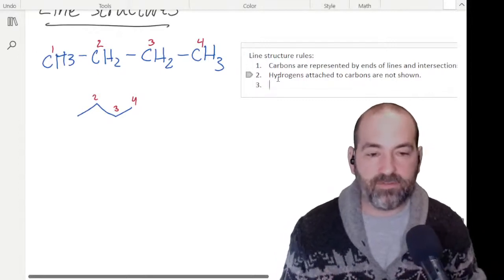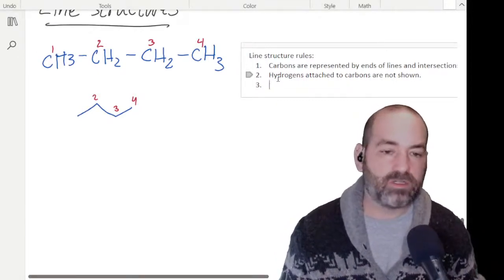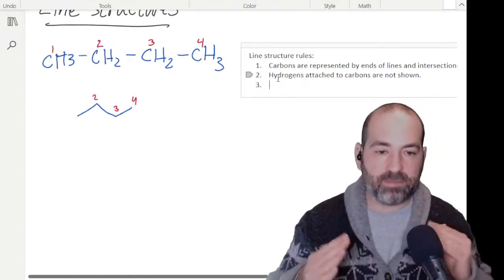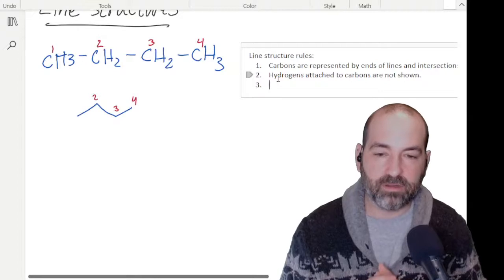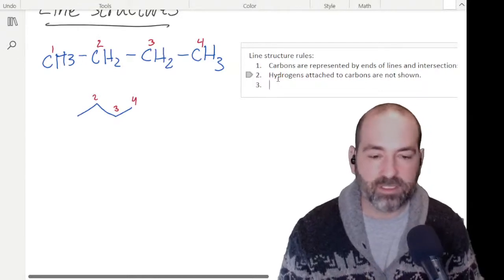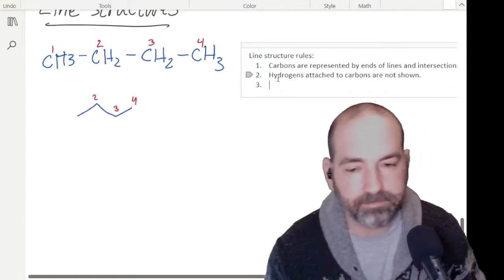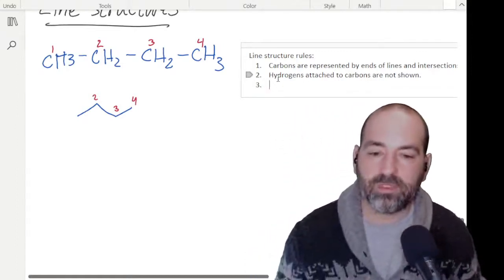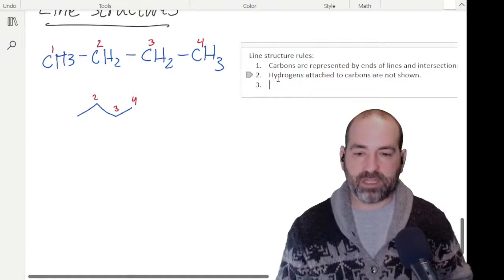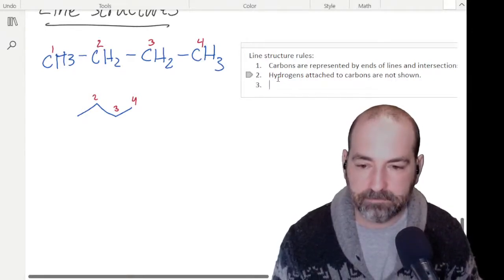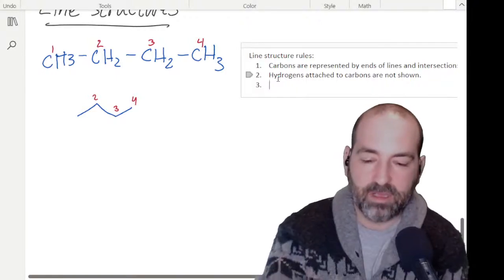And then conveniently, it's also how these structures look in real life, in terms of that's actually how carbon atoms bond, at about those angles. So when we build models in class, you'll see a little bit about how that works. Okay, so the hydrogen atoms are not shown if they're attached to carbons, and that's pretty much it.